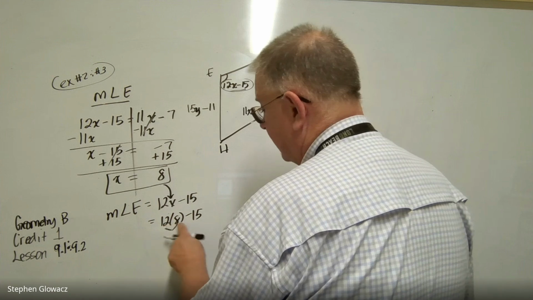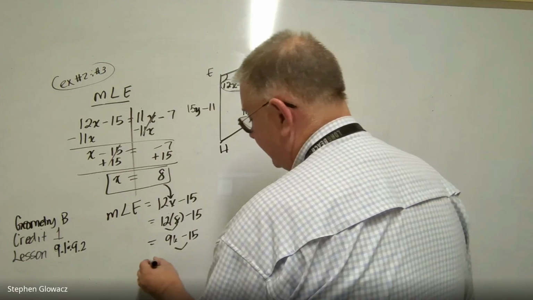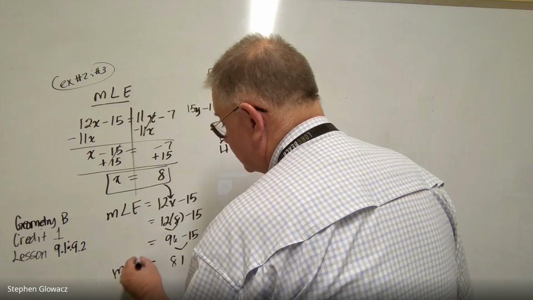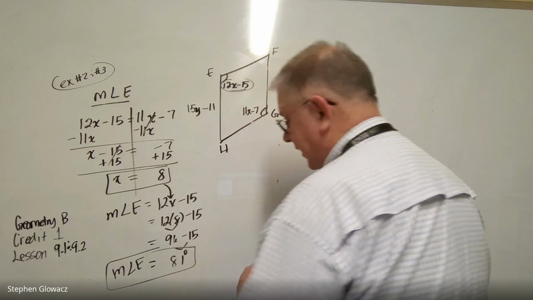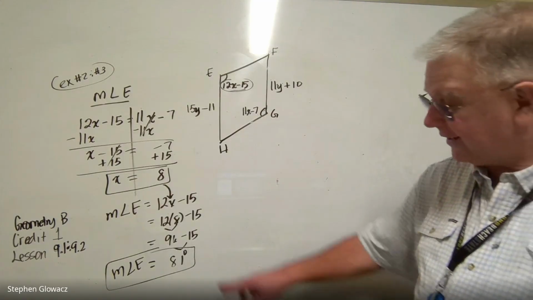So we have 12 times 8 is 96, and then 96 minus 15 is 81. So the measure of angle E would be 81. And this is an angle, so that'll be in degrees. So the measure of angle E would be 81 degrees.